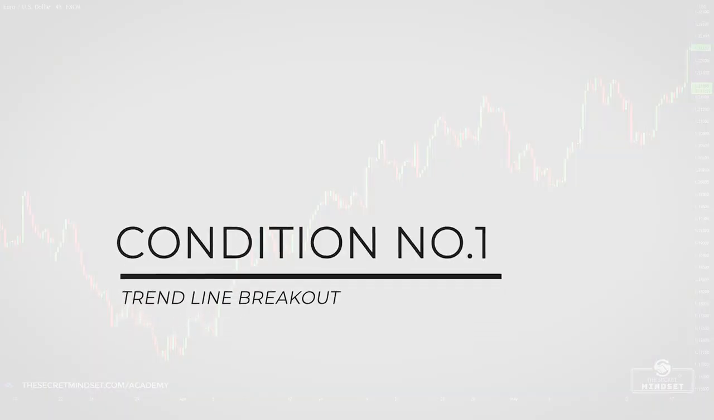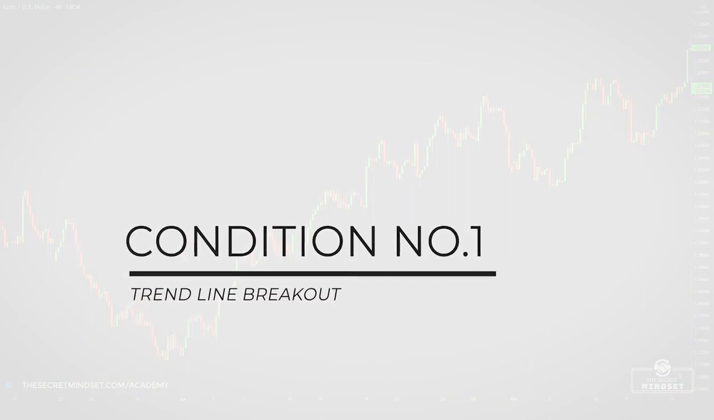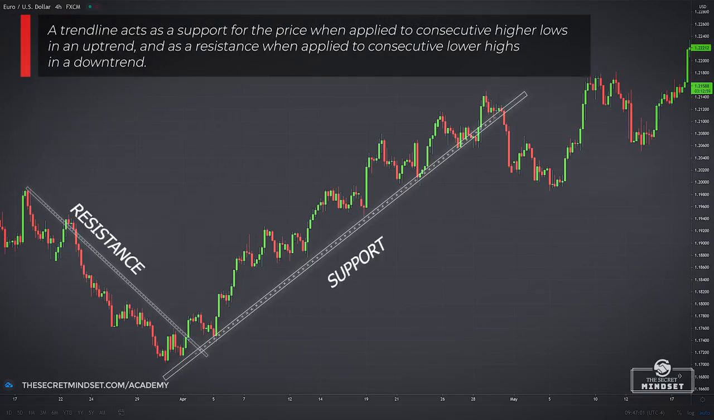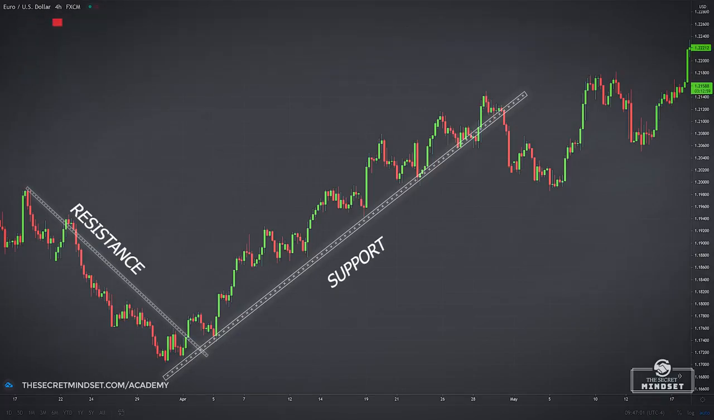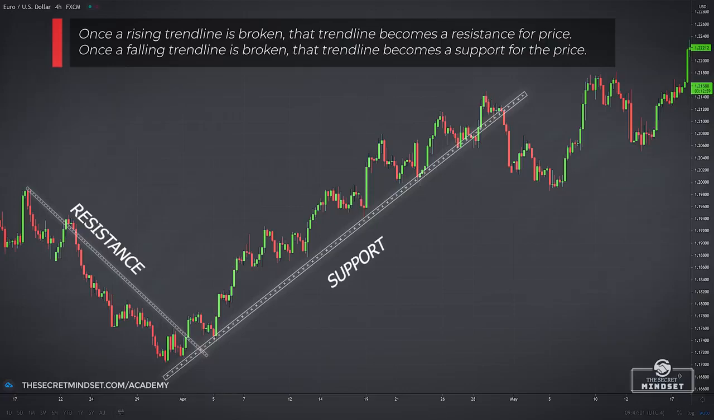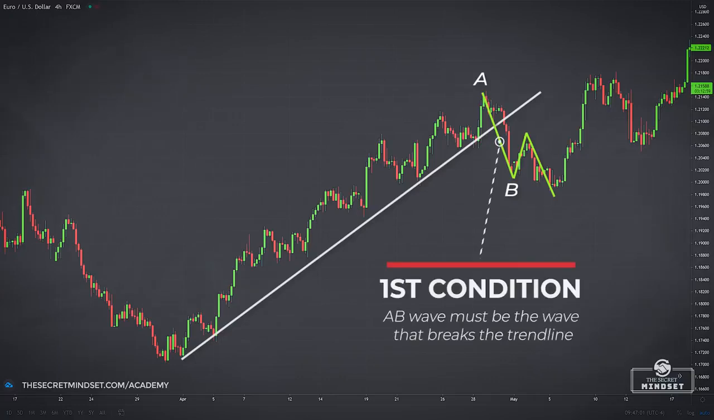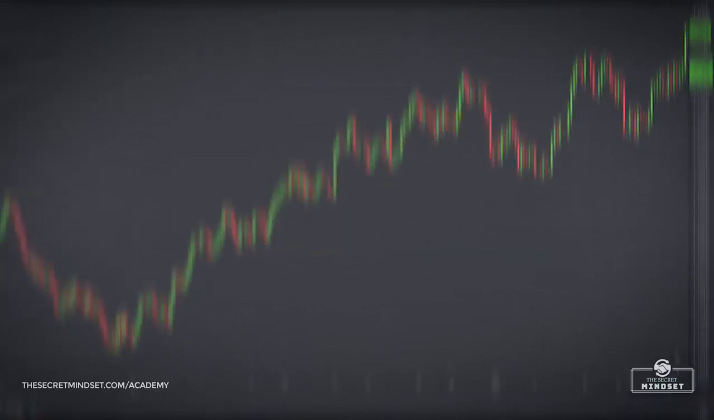Here are the main conditions in order to find the best signals. First, we have a trendline breakout. A trendline acts as a support for the price when applied to consecutive higher lows in an uptrend, and as a resistance when applied to consecutive lower highs in a downtrend. Once a rising trendline is broken, that trendline becomes a resistance for price. Similarly, once a falling trendline is broken, that trendline becomes a support for the price. Basically, the first wave, the AB wave, must be the wave that breaks the trendline, like in this example. If this sounds complicated, don't worry, because we'll have plenty of examples later.